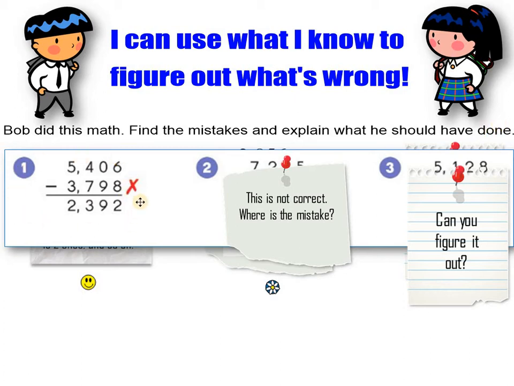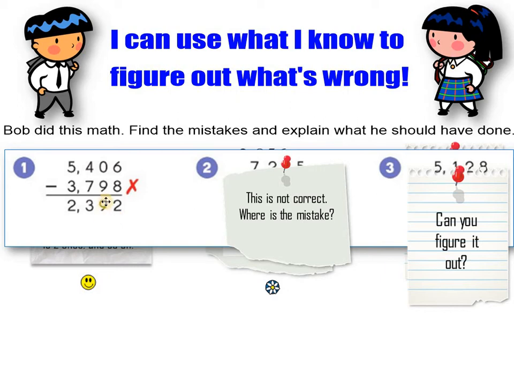So I'm going to take a look at problem number 1 here, and it says 5,406 minus 3,798. And he got the answer 2,392. And I see something right away, that if I do 6 minus 8, well, that's more than I have. This 6 is going to have to borrow, and it's going to become a 16. So there's no way that he's going to have a 2 down here. So the 2 is wrong. It should be a 6. I'm just going to go to the next one.